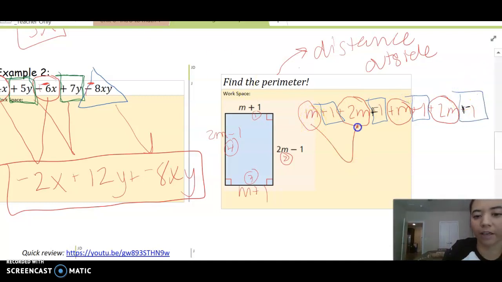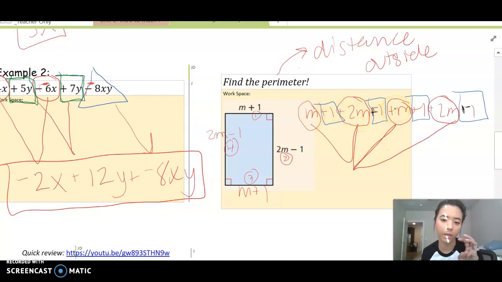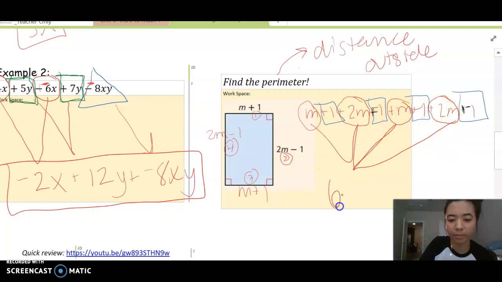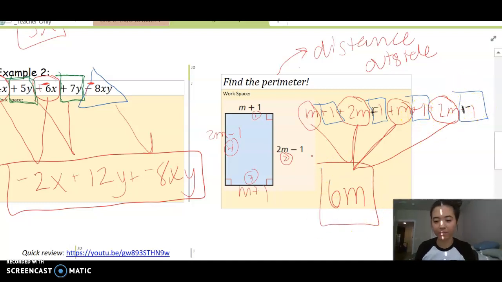Let's go ahead and combine the m's first. M plus 2m gives me 3m, plus an m is 4, plus 2 more is 6m. And then I have plus 1 minus 1 is 0, plus 1 is 1, minus 1 is 0. So that's my final answer.